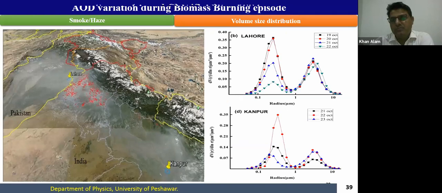So this is again the previous page, but on this side we see that over Lahore, in these smoky days, we have a higher concentration of the fine particles as compared to the coarse particles. And similarly, over Kanpur, which is a city in India, we have a higher concentration of fine particles as compared to coarse particles. That means that the smoke particles in this region are dominant during this time period.